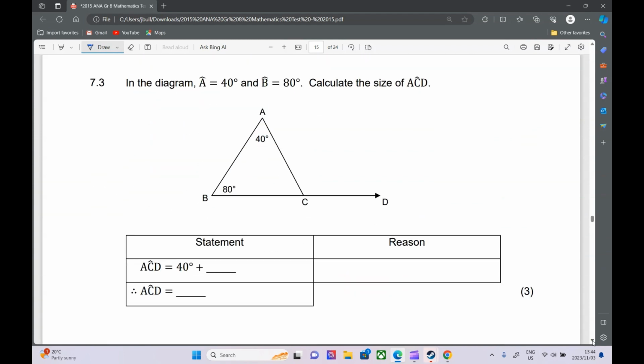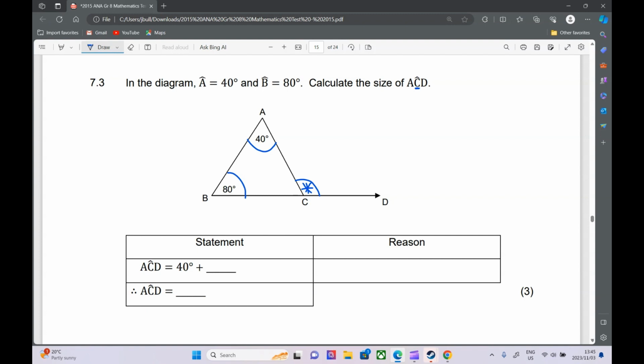Okay, 7.3, I think this will be the last question for this video, is again, we've got in this diagram, A is 40 degrees, so they just showed us that. B is 80 degrees, and now they want us to calculate the size of angle ACD. So it's always this middle one. That's what they're talking about. So ACD means they want this angle here. Okay, so you go from A to C to D. So they want that angle.